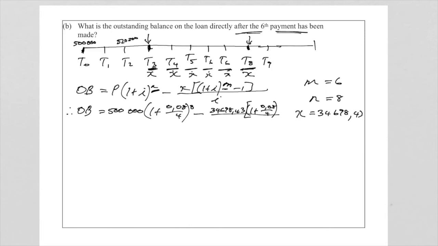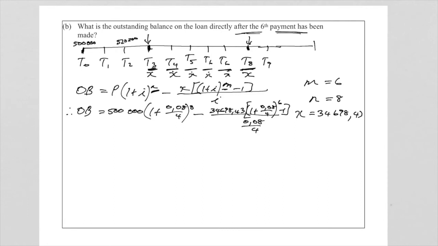Our M, that exponent, is 6, and you will see this is now not the same as what we did in our previous episodes, 0.08 over 4. So I just want to emphasize that that exponent is 8 and that exponent is 6. The reason for it is we are dealing with a deferred annuity. So we started with our payments later, and that is why we have fewer payments than the number of months we want to grow this loan.